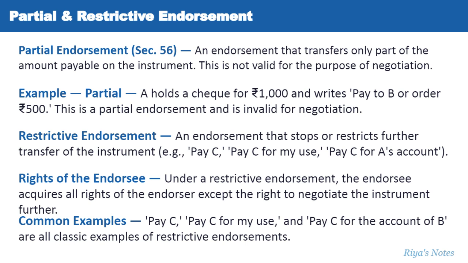Restrictive endorsement. An endorsement that stops or restricts further transfer of the instrument, e.g., pay C for my use, pay C for A's account. Rights of the endorsee. Under a restrictive endorsement, the endorsee acquires all rights of the endorser except the right to negotiate the instrument further. Common examples: pay C, pay C for my use, and pay C for the account of B are all classic examples of restrictive endorsements.